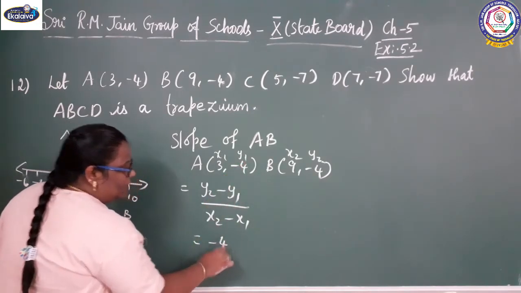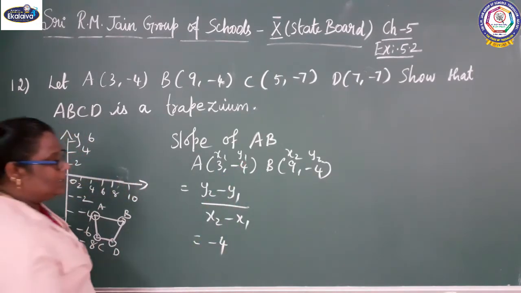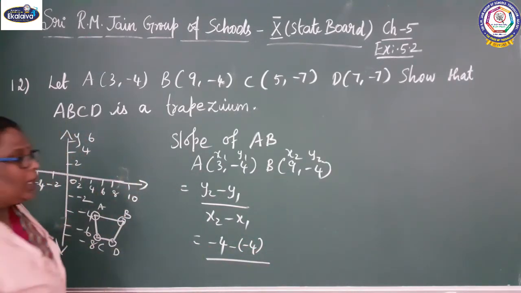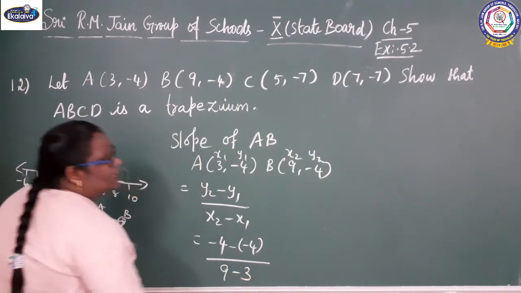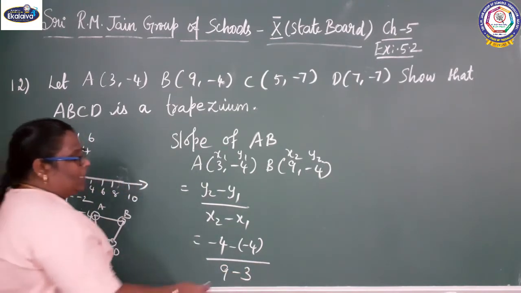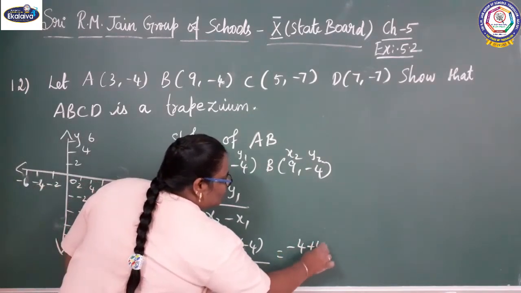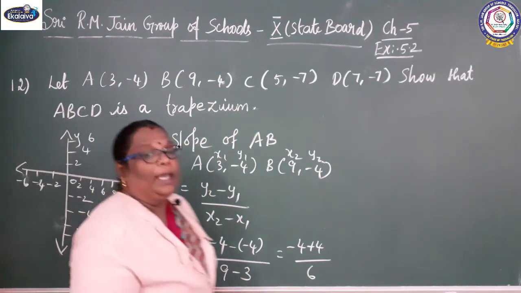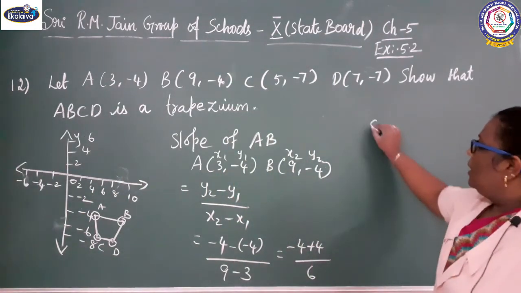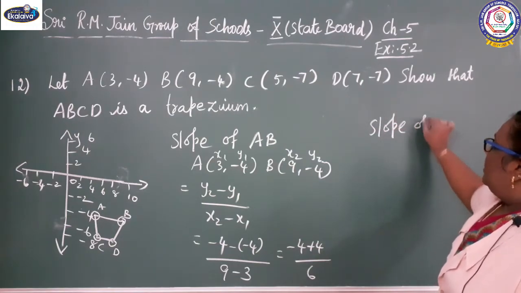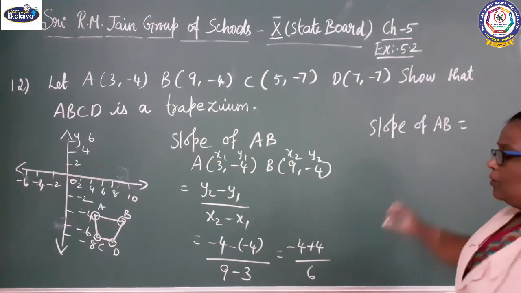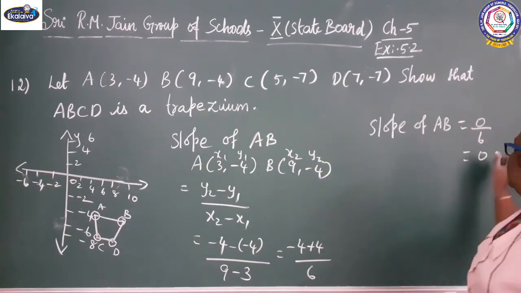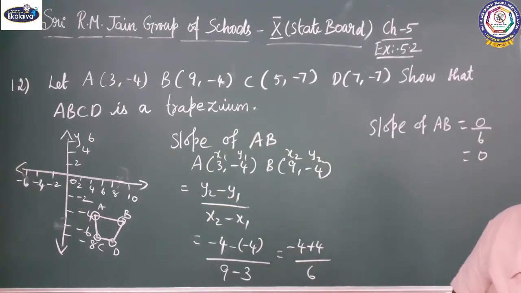y2 is minus 4, y1 is minus of minus 4, by x2, x2 is what? 9 minus 3. So we are getting minus 4 plus 4 by 9 minus 3, which is 6. So slope of AB equal to minus 4 plus 4, 0 by 6, the value equal to 0.